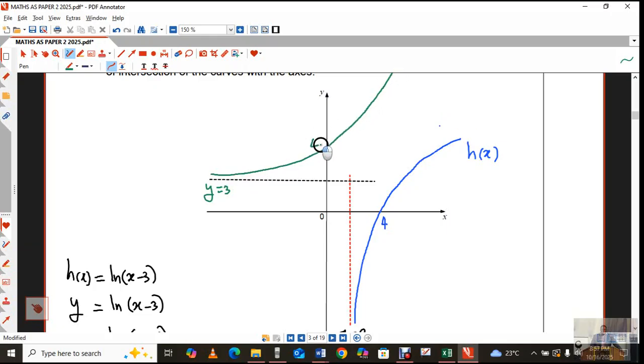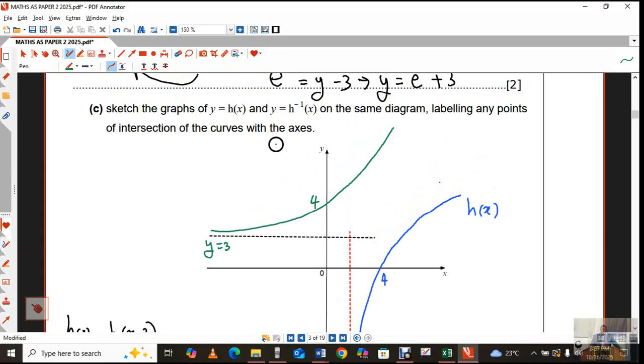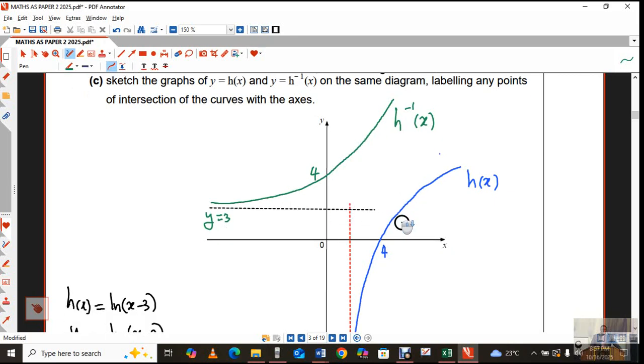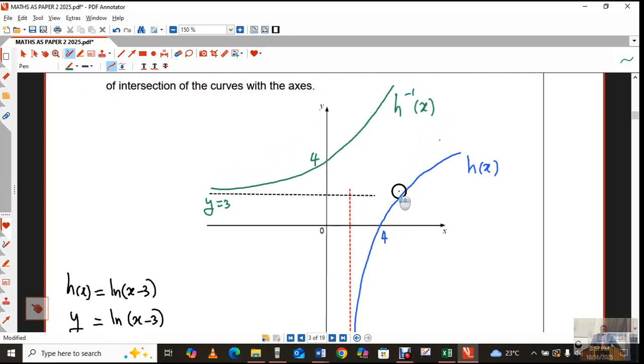So this is the point 4 here. So you just switch. Can you see that? You just switch. So the green one that you see over here is the inverse. So it's very important to show where the asymptotes are. And I didn't want to go too much with that asymptote so it doesn't interfere with the other graphs. But that is technically what we were looking for.